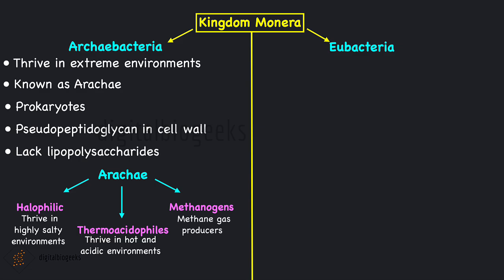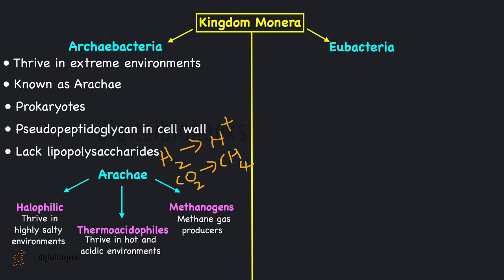Methanogens are methane producing archaea. They are characterized by their ability to conserve energy by producing methane gas. Methanogenesis is an anaerobic respiration where hydrogen is oxidized into H+ ions and carbon dioxide is reduced into methane.